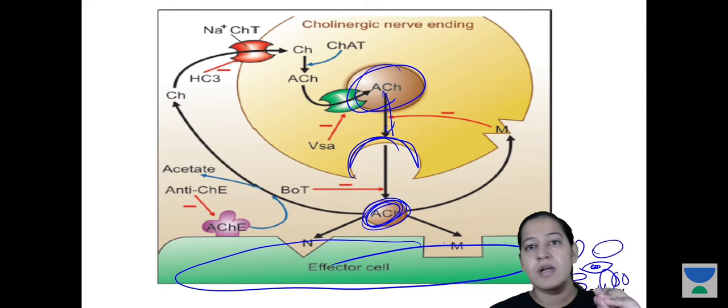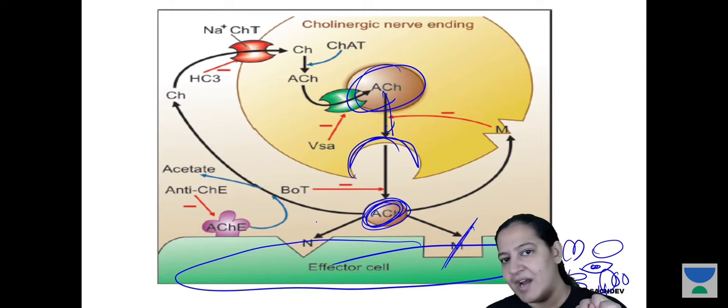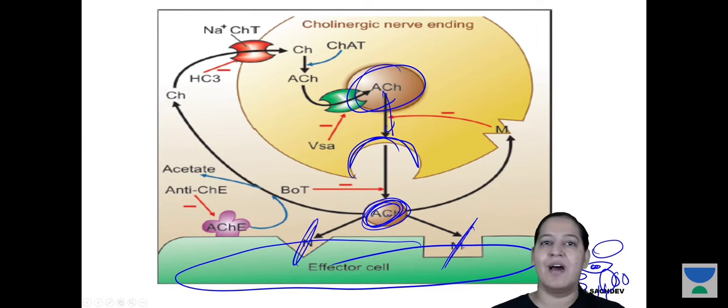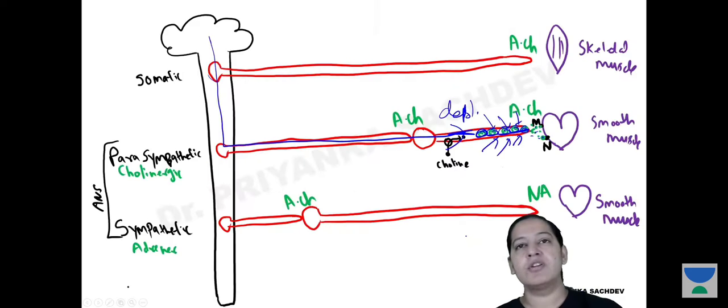So all organs have two types of receptors, muscarinic and nicotinic. This acetylcholine will bind with its particular receptor, whether it is muscarinic or nicotinic. So this is how acetylcholine is synthesized, how it is secreted. Have you got it? Give me a thumbs up if you got it.